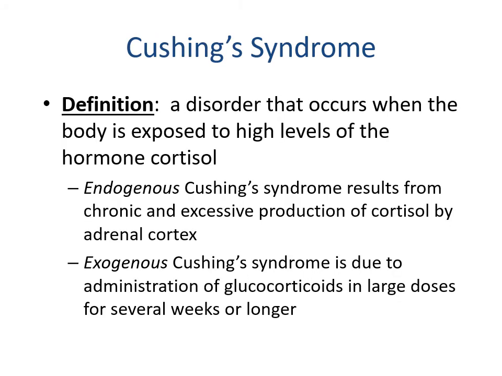So looking at Cushing syndrome, so this is a disorder that occurs when the body is exposed to high levels of the hormone cortisol. Now we have endogenous Cushing syndrome, which results from chronic and excessive production of cortisol by the adrenal cortex. And exogenous Cushing syndrome is due to the administration of glucocorticoids in large dosages for several weeks or longer.